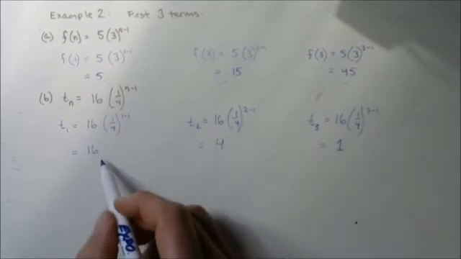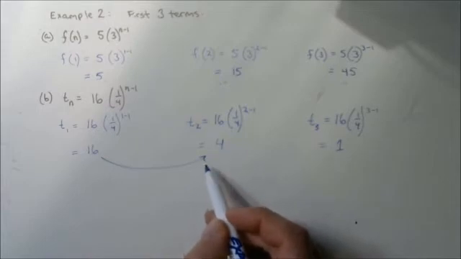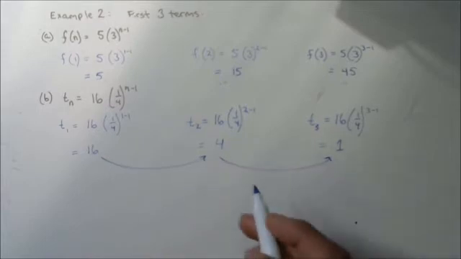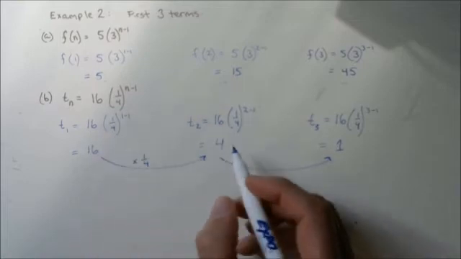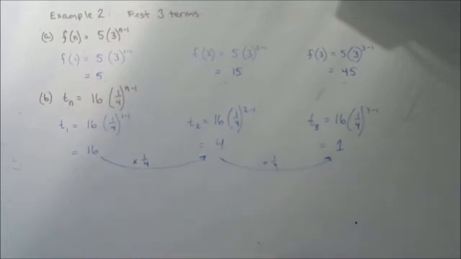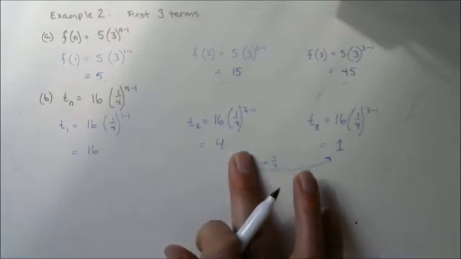And again, you can see jumping from the first term to the second term to the third term, each time we're multiplying by, you guessed it, our common ratio, 1/4. Okay? Nothing too terribly surprising there. Let's go for our last one.